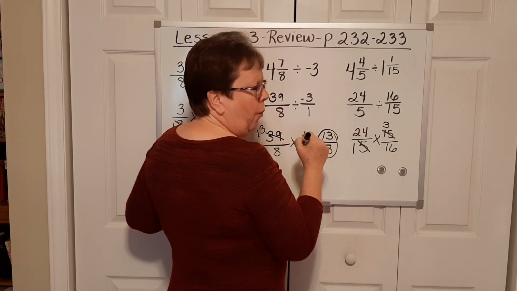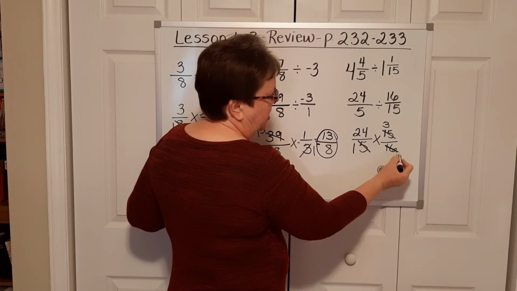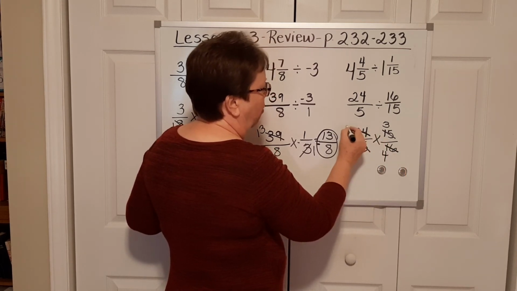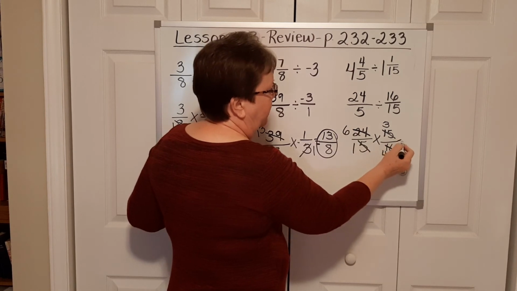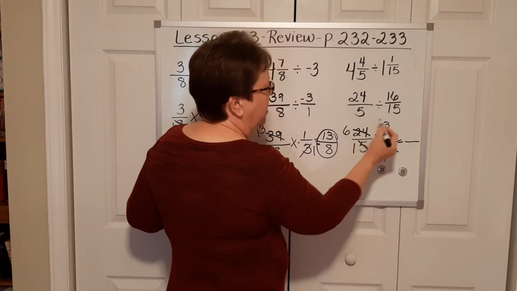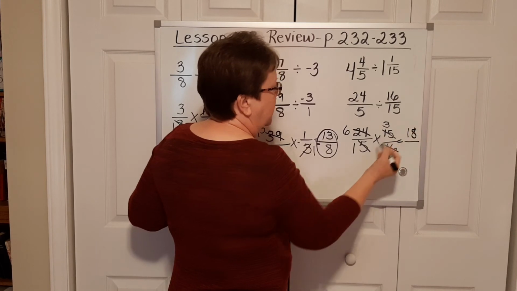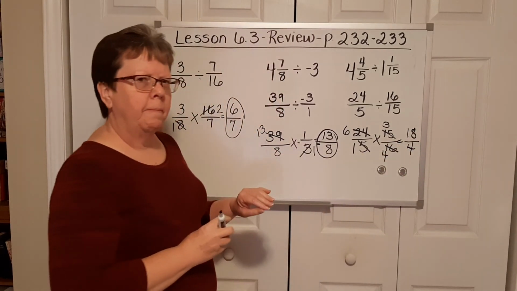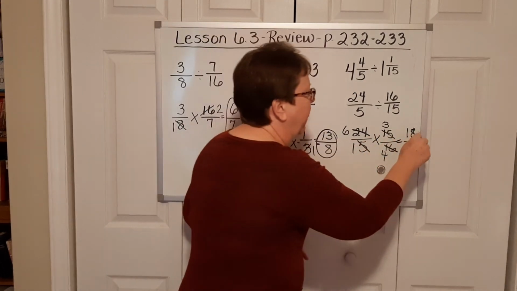16 and 24, we can divide them both by 4. So 16 divided by 4 is 4. 24 divided by 4 is 6. Okay, now let's multiply our new numbers. 6 times 3 is 18. 1 times 4 is 4. Okay? And so here's our final answer.